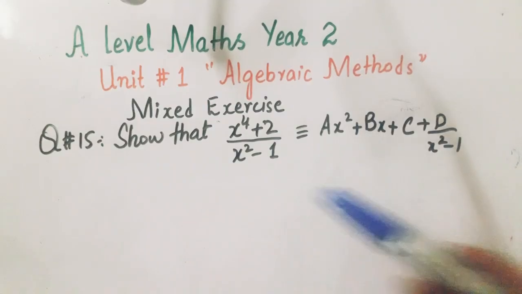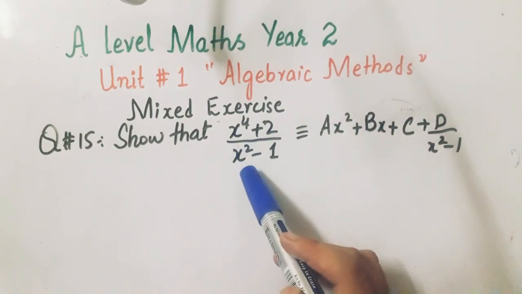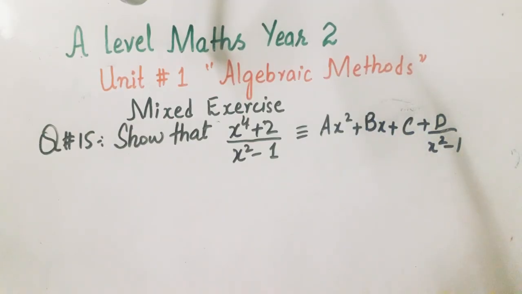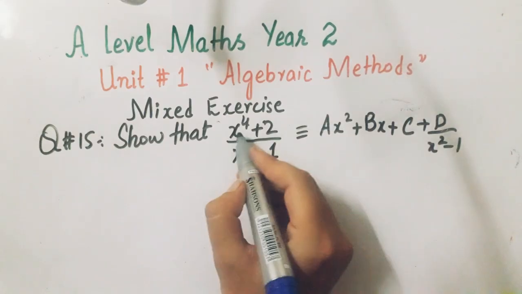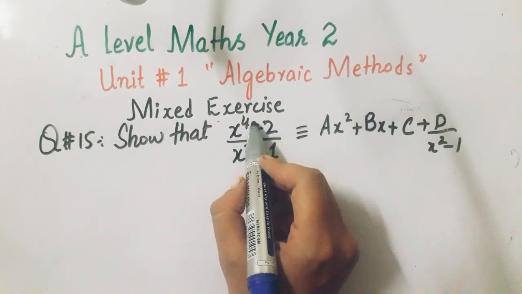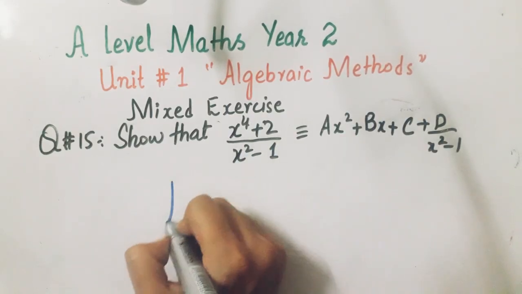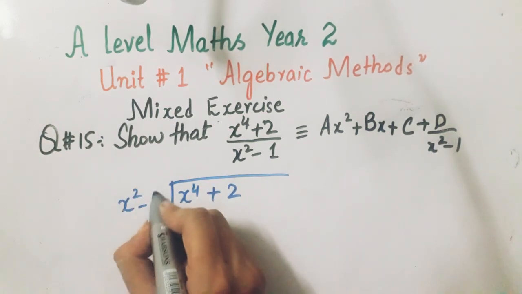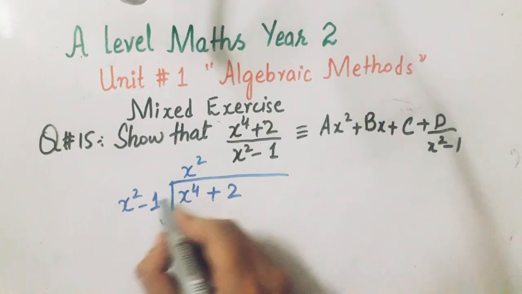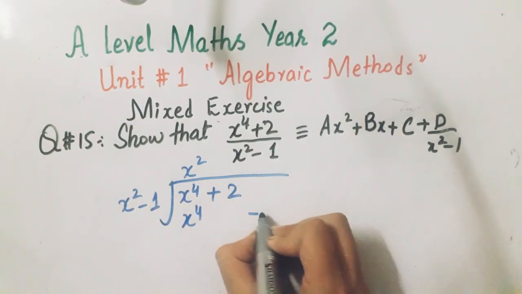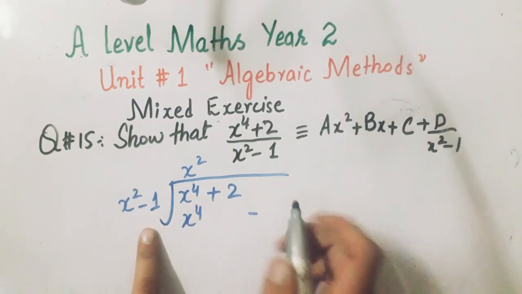Now in question number 15 you have x power 4 plus 2 divided by x square minus 1 equals ax square plus bx plus c plus d over x square minus 1. So we will solve this by the division method, because this is an improper fraction, because the power of the numerator is x raised to power 4 and the denominator is x square. So x raised to power 4 plus 2 divided by x square minus 1. x square will be multiplied by x square to make x to the power 4.